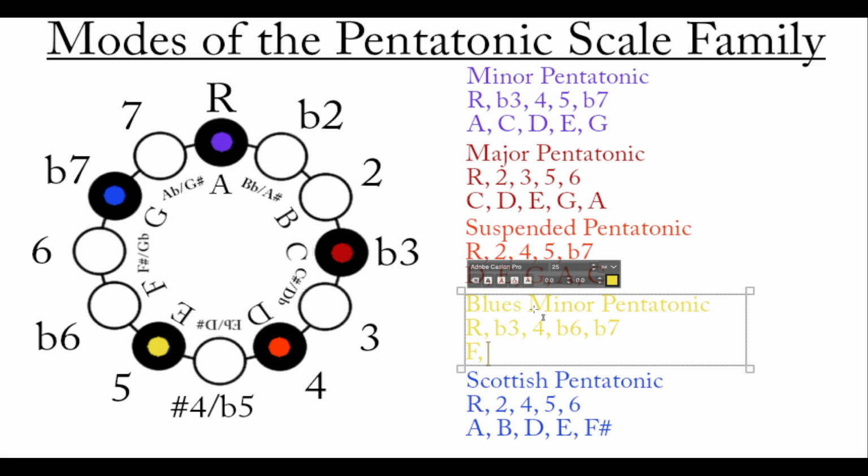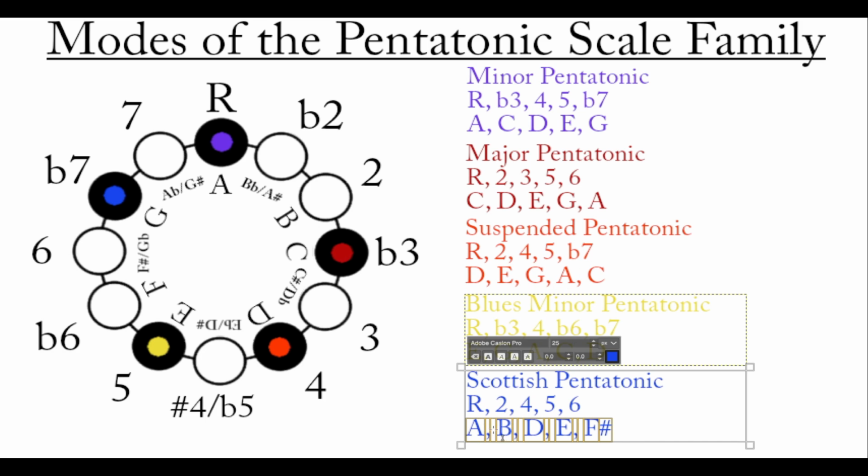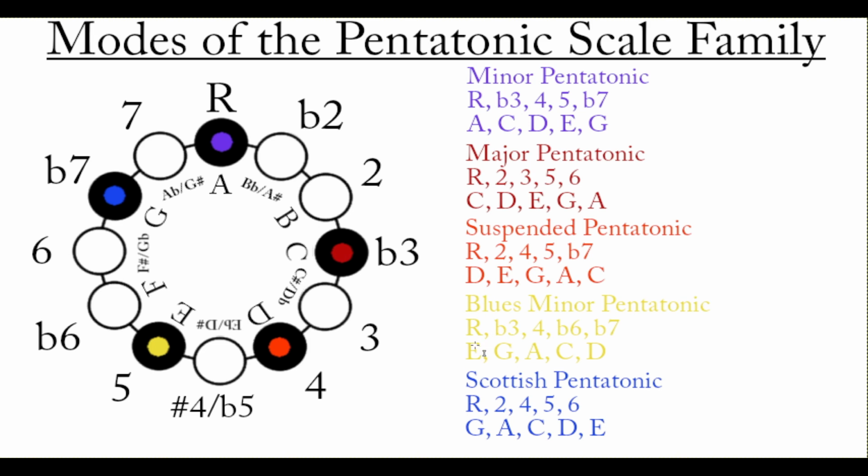And then down here, we're going to have to rewrite this one too. It says E, G, A, C, D. Beautiful. And then this one's going to be the same exact notes, yet in another order, right? This time we're starting on G. We're going A, C, D, E. And that is the relatives of A minor, or of C major, or of D suspended pentatonic, or of E blues minor pentatonic, or of G Scottish pentatonic. Those 5 scales are all the same, just starting in a different place.